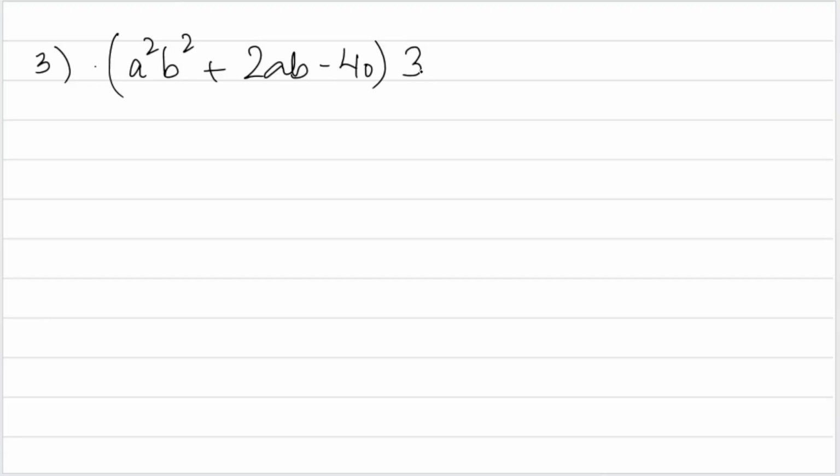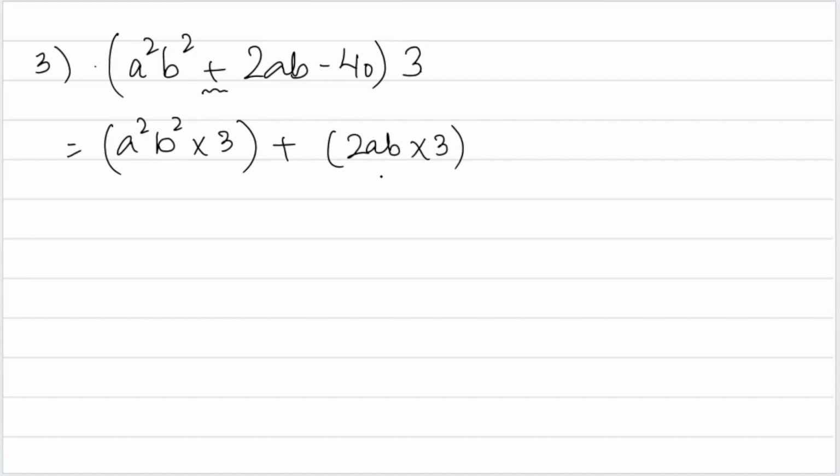The constant will be multiplied by all the terms one by one, which are there inside the parenthesis. So a square b square will be multiplied by 3. Then I will put this plus. Then 2ab will be multiplied by 3. Then I will put this minus, and 40 will be multiplied by 3. Times a square b square is, what is the coefficient of a square b square?